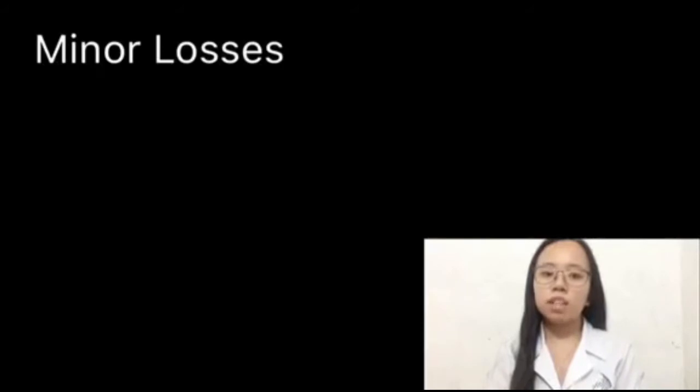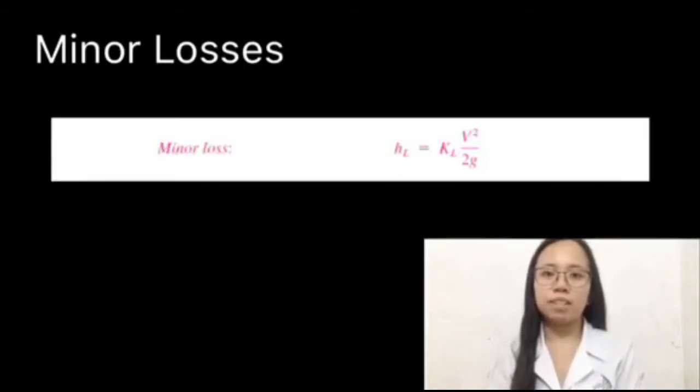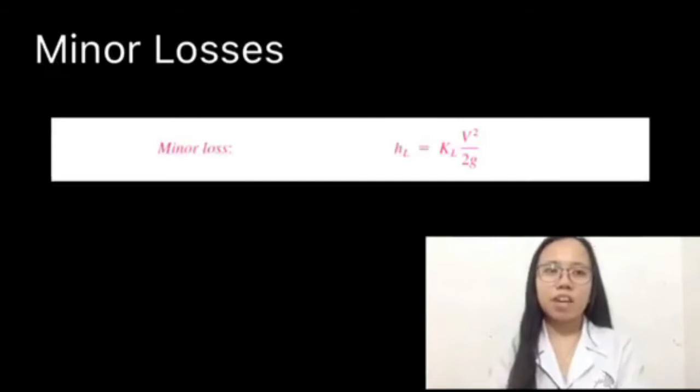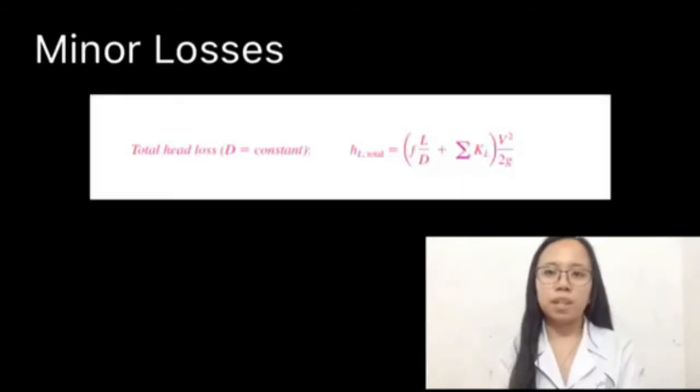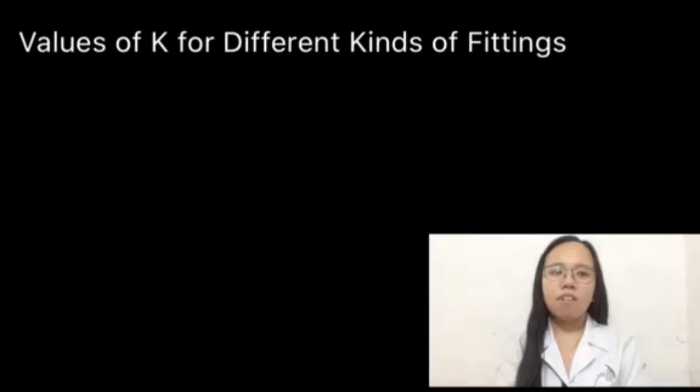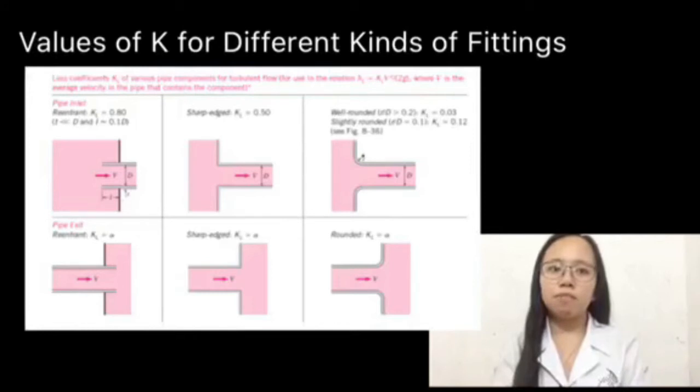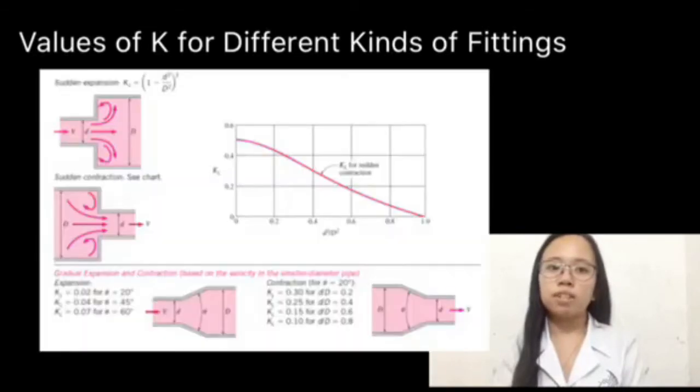When the loss coefficient for a component is available, the head loss for that component is determined from this equation. If the entire piping system being analyzed has a constant diameter, D is constant. Values of K for different kinds of fittings. K is the sum of all of the loss coefficients in the length of pipe, each contributing to the overall head loss, which is the basis of efficiency of the pipeline.